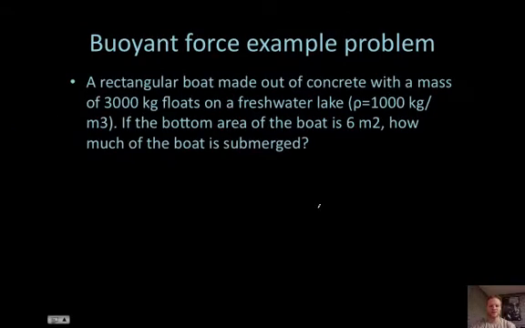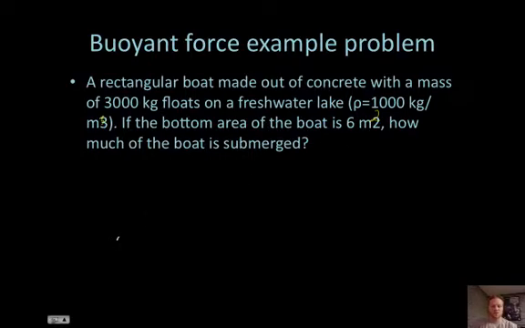Okay, let's take a look at another buoyant force problem. It says a rectangular boat made out of concrete with a mass of 3,000 kilograms on a freshwater lake, which now has a density of 1,000 kilograms per meter cubed. If the bottom area of the boat is 6 meters squared, and I'm sorry I forgot to square this, this is 6 meters squared, not just M2, and this is cubed, M3. If the bottom area of the boat is 6 meters squared, how much of the boat is submerged?